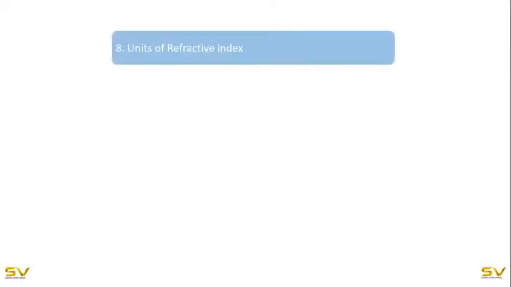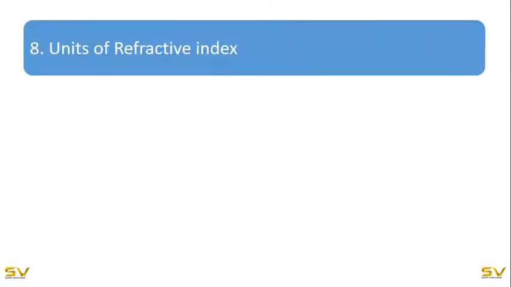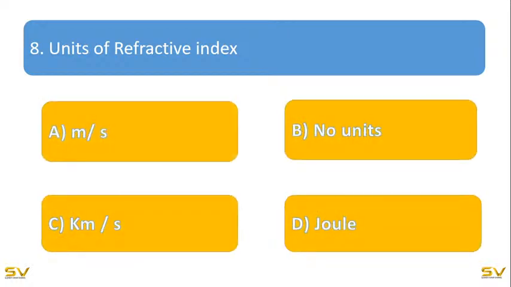Very good. Now, units of refractive index. So what are the units of refractive index? Is it A, meter per second, B, no units, C, kilometer per second, or D, joule?